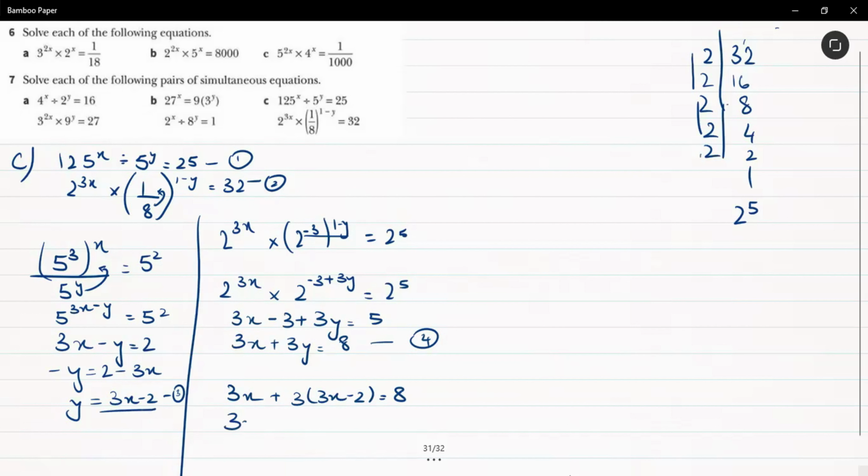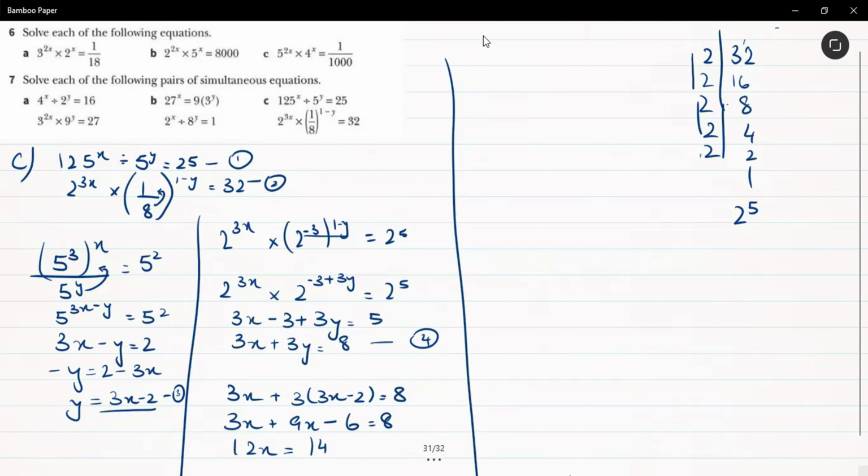We get 3x plus 9x minus 6 is equal to 8. So 3x plus 9x is 12x, is equal to 8 plus 6, which is 14. So x is equal to 14 divided by 12. And that is going to be simplified to 7 over 6. So 7 over 6 is our value for x in part C.